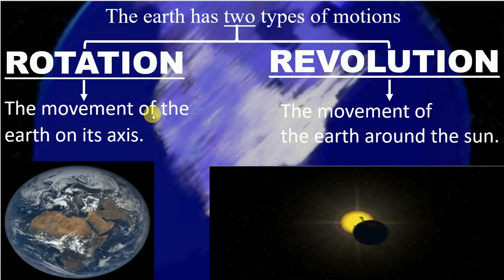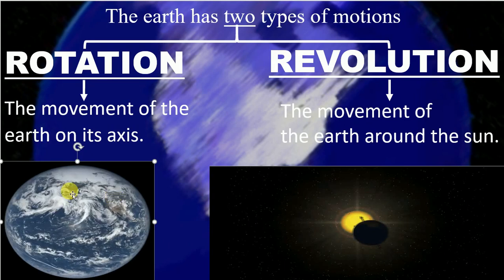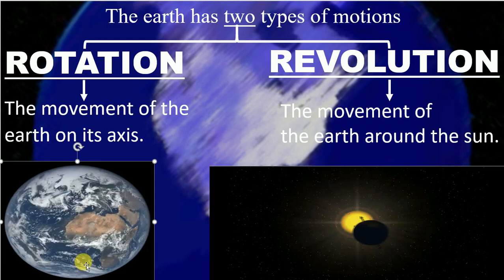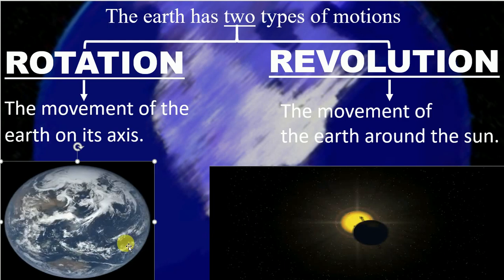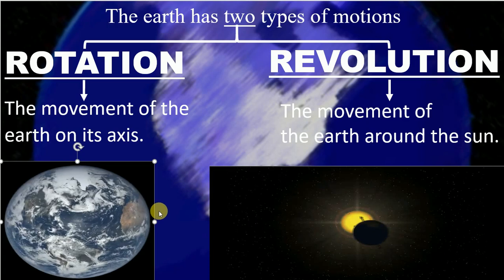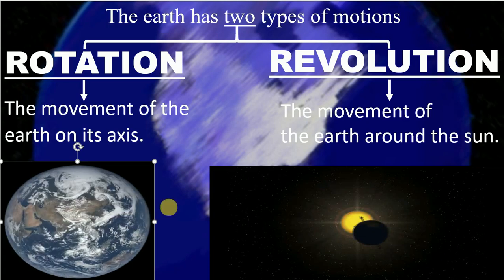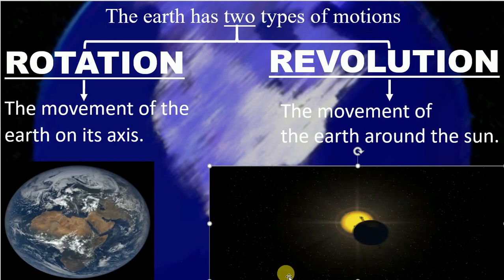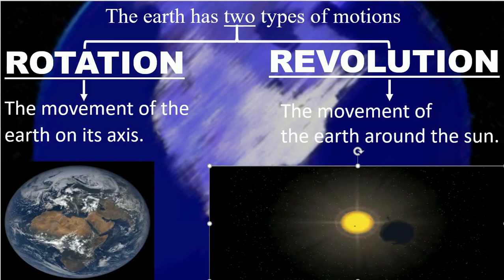The movement of the earth on its axis is called rotation. Let me show you the rotation of the earth. As you can see, the earth is rotating round and round on its axis from west to east. In which direction? From the west direction to the east direction. So this is rotation, and let me show you revolution as well. Revolution, as we have already seen, is the movement of the earth around the sun. These are the two movements of the earth.